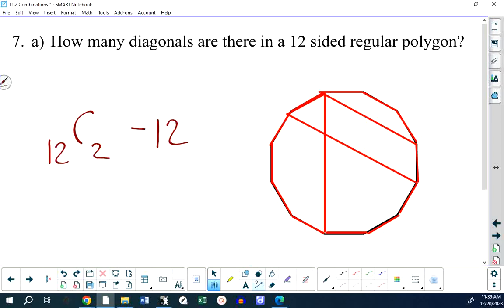$66 minus 12 is 54. So the answer is 54. Now, it may be that I could look at 5 diploma exams in a row and never see something with a diagonal question, but then on the 6th one there is.